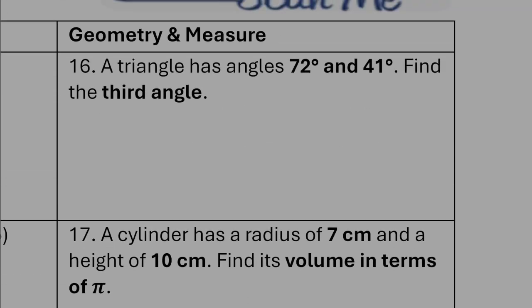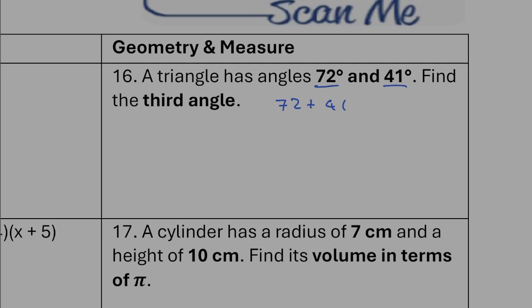Question 16 then. A triangle has angles of 72 and 41. Find the third angle. So I'm going to add them together first of all. So we know that 2 of the angles add up to 72 plus 41. So that's going to be equal to 113.